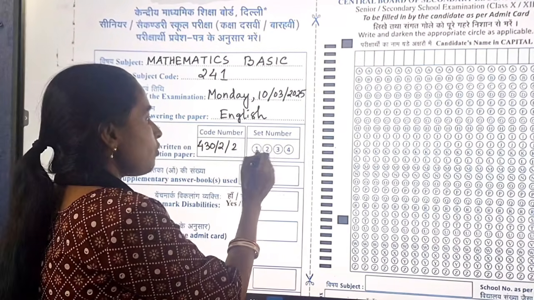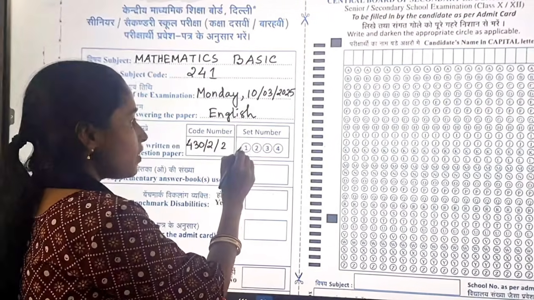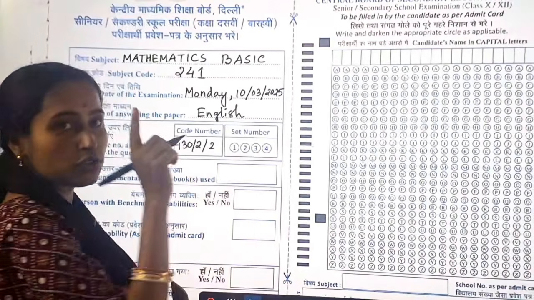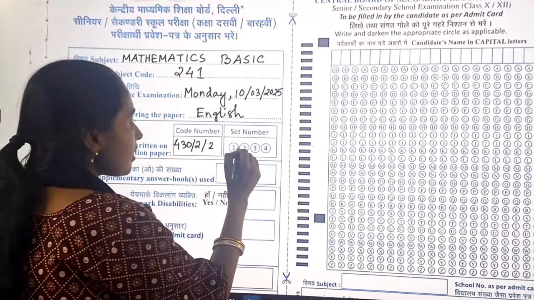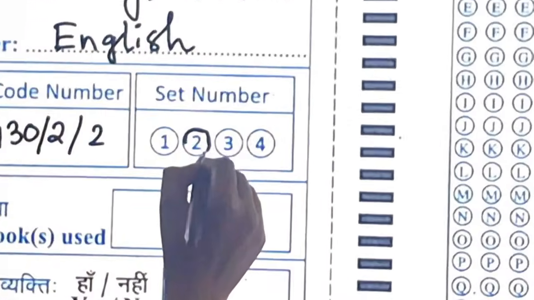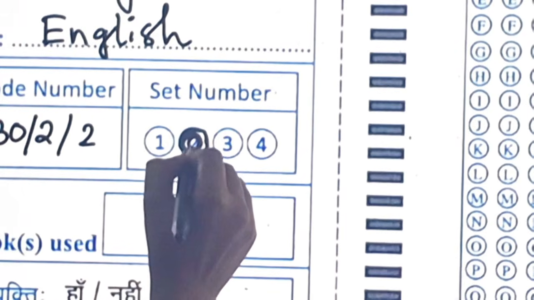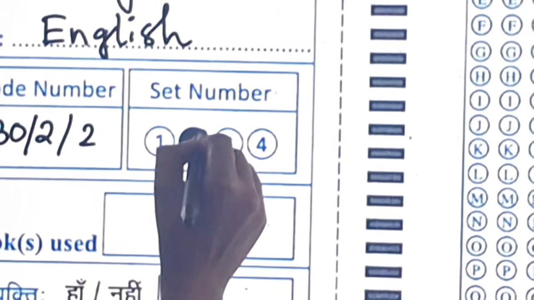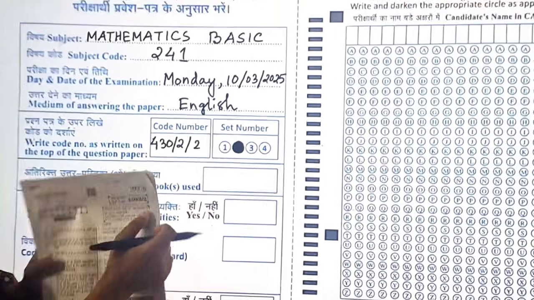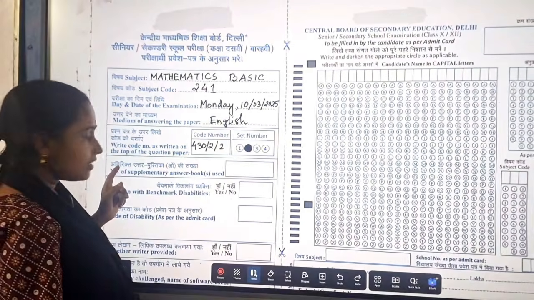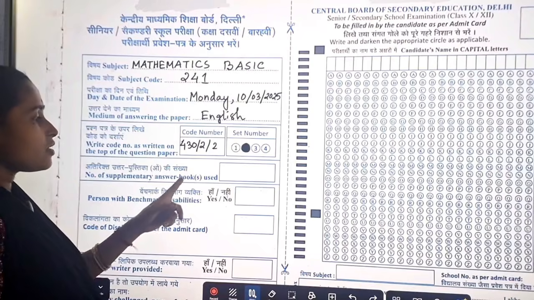For the set number, they have given 1 2 3 4 with circles, so you have to color the circle fully with your pen like this. As here it is set number 2, we have to fill circle 2. Clear?